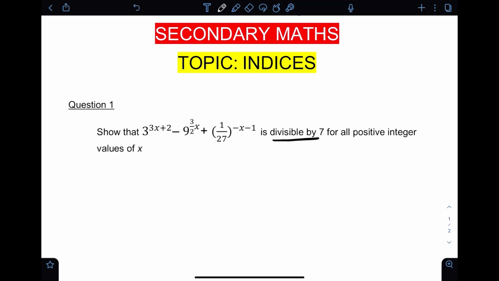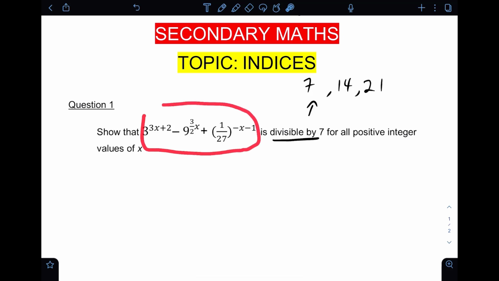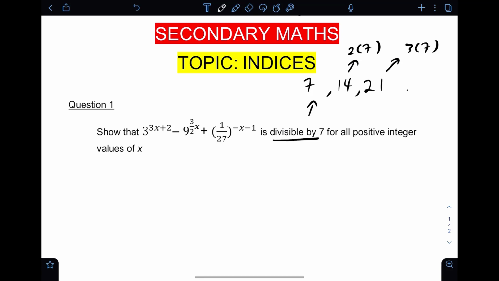Now, for any number to be divisible by 7, for example, the number 7, the number 14, the number 21, all of these are basically multiples of 7. So you need to show that this whole thing can be a multiple of 7, because 14, for example, is 2 times 7, 21 is 3 times 7, and so on and so forth. And 7 is just 1 times 7. So this entire portion, once again, has to be proven to be a multiple of 7.